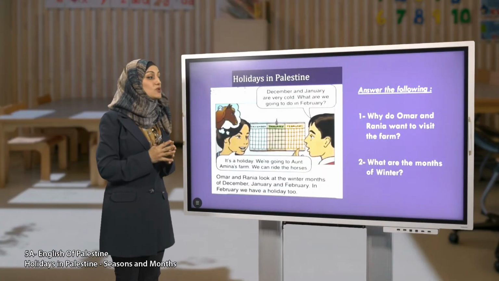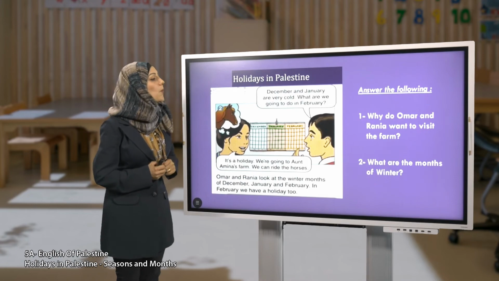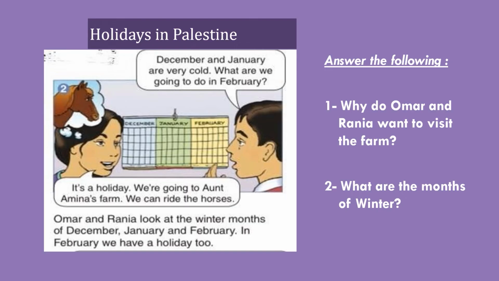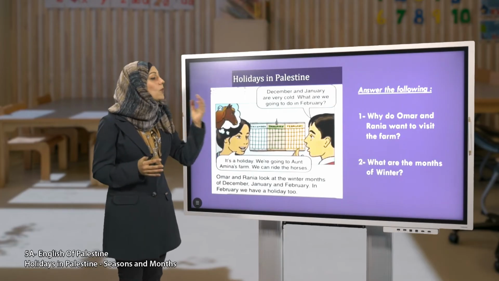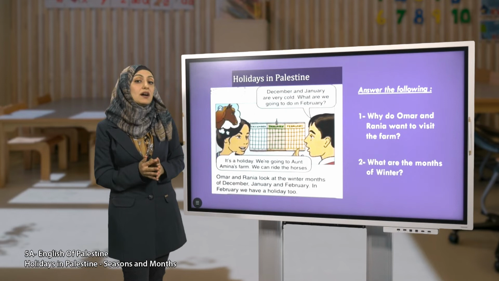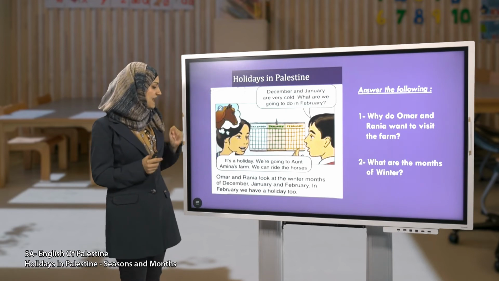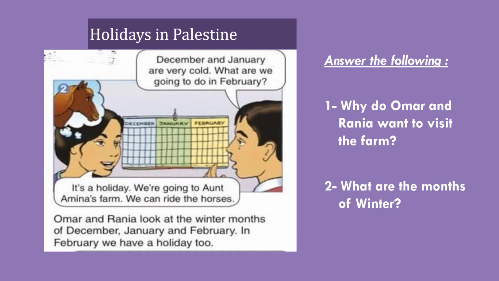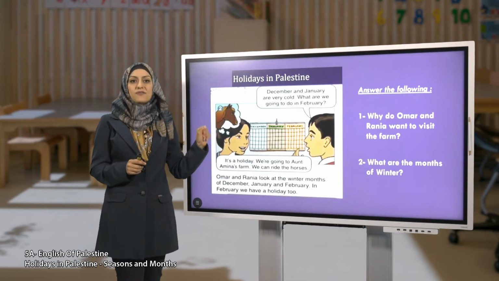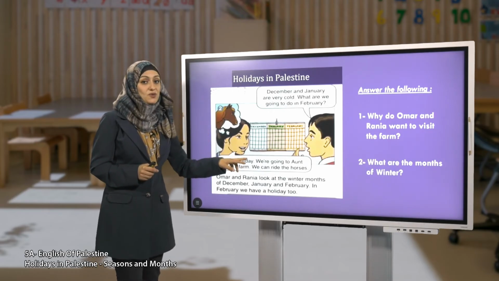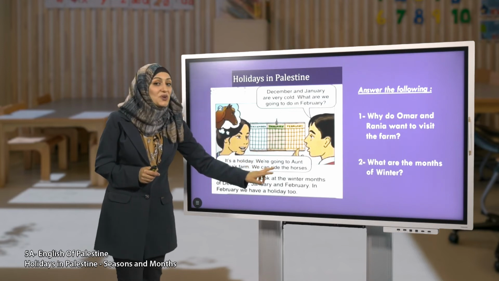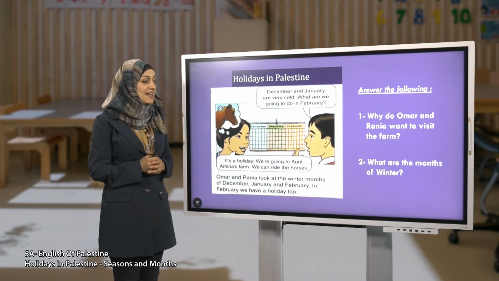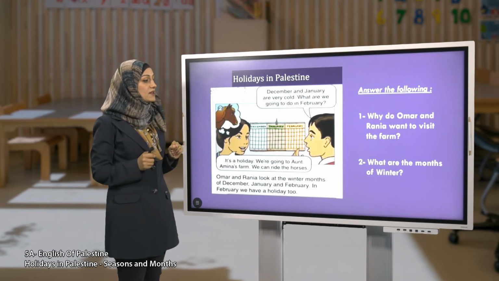Let's answer these two questions. 1. Why do Omar and Rania want to visit the farm? Their aunt's farm. Why do they want to visit their aunt's farm? They are going to the farm because there they can ride the horses. They love horse riding, so they want to go there to ride the horses. Excellent. Let's look at the second question.